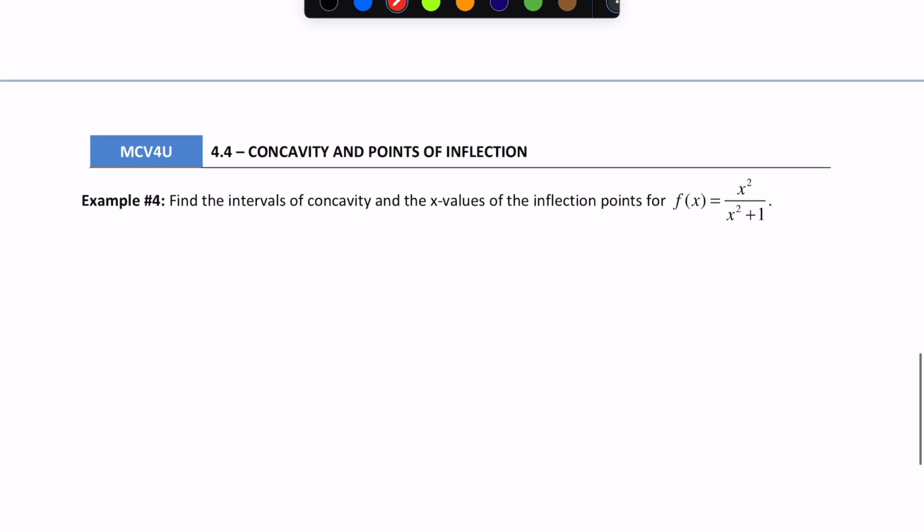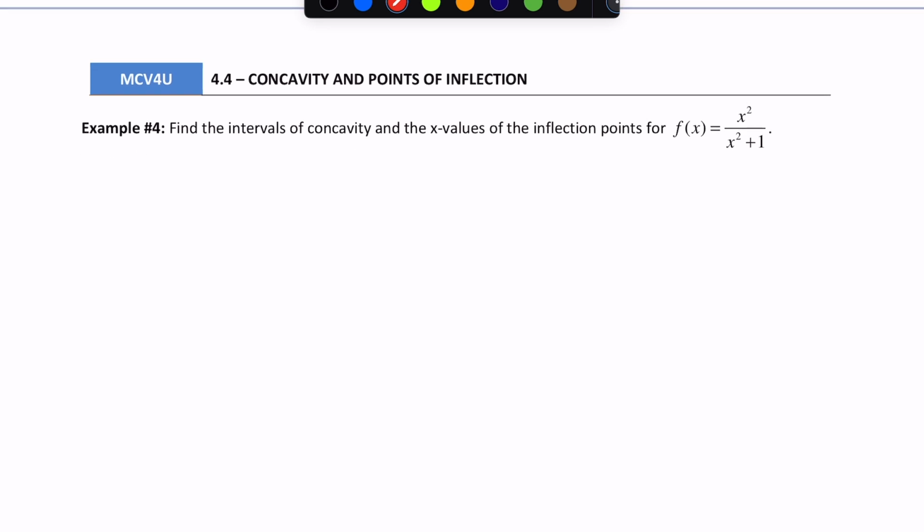So let's finally find this last example. Here it says find the intervals of concavity and the x values of the inflection points for f of x is equal to x squared over x squared plus 1. So here, let's derive this function. So f prime of x, we're going to use quotient rule.